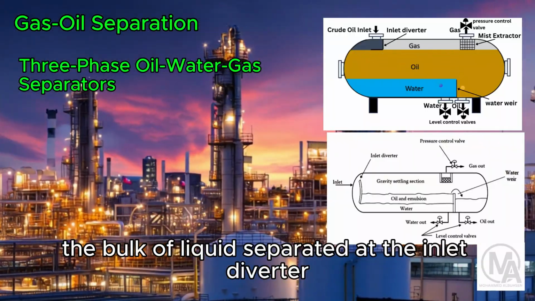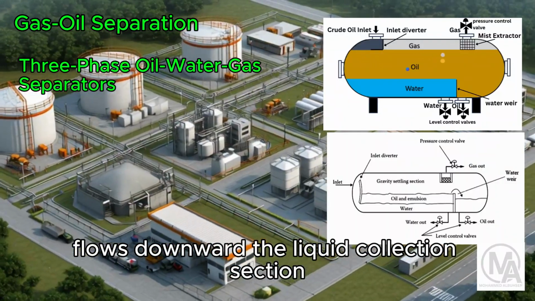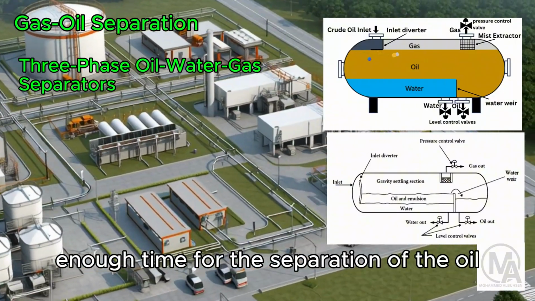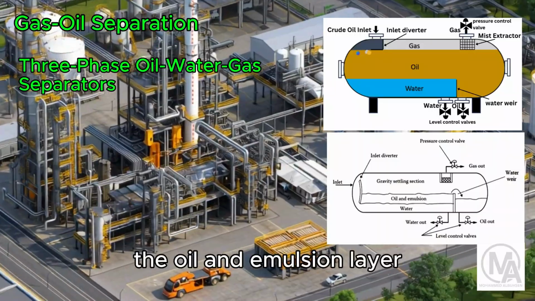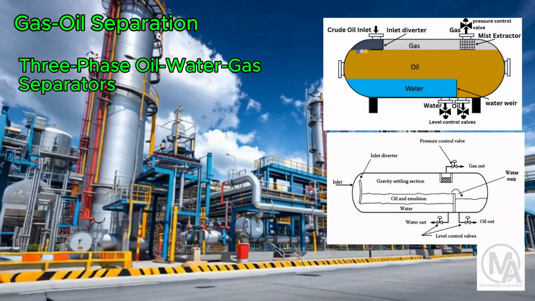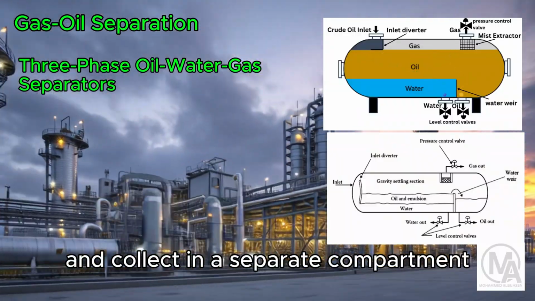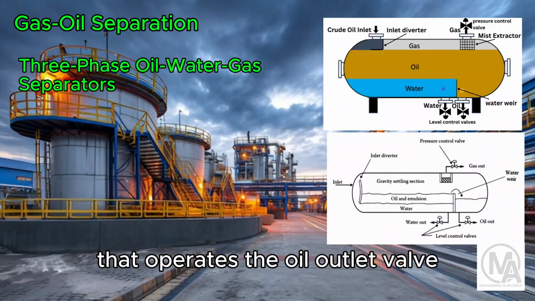The bulk of liquid, separated at the inlet diverter, flows downward. The liquid collection section should have sufficient volume to allow enough time for the separation of the oil and emulsion from the water. The oil and emulsion layer forming on top of the water is called the oil pad. The oil and emulsion flow over the weir and collect in a separate compartment where its level is controlled by a level controller that operates the oil outlet valve.